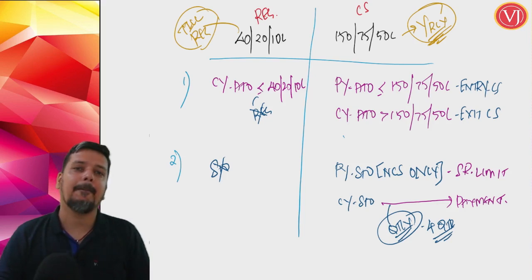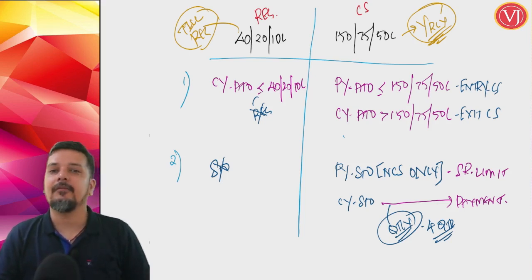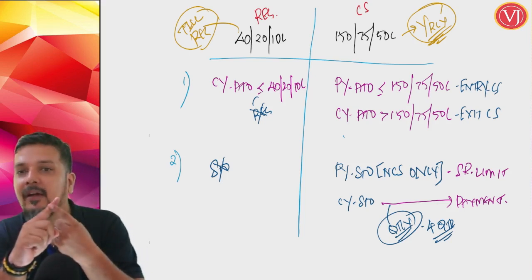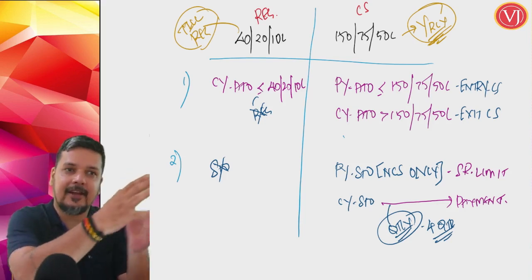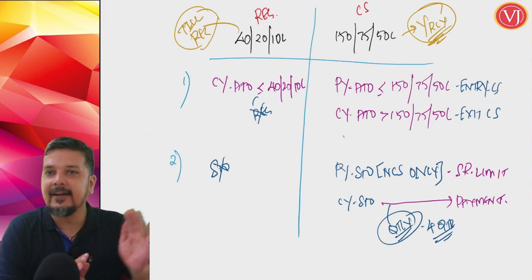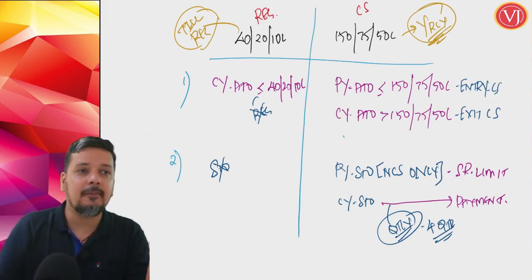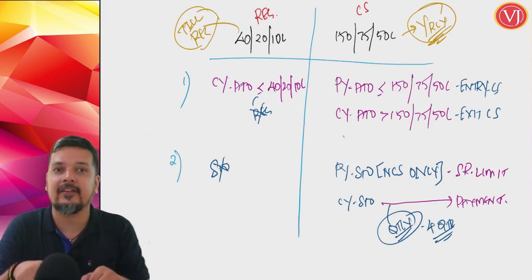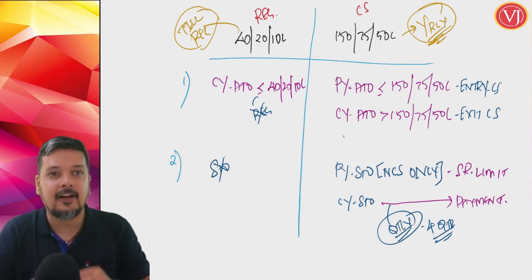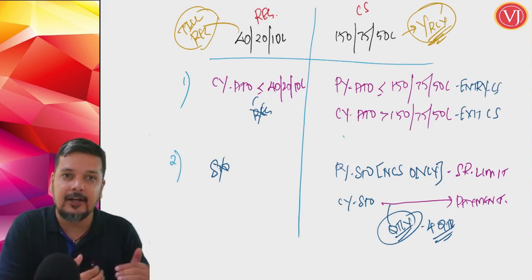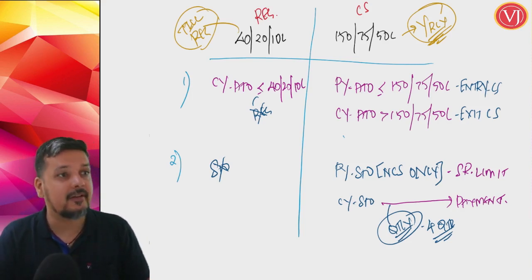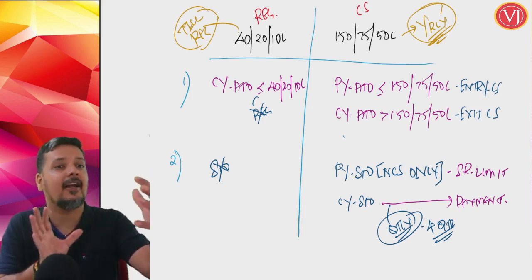Actually, if you see in composition scheme, you do use previous year aggregate turnover and current year aggregate turnover for checking the entry and the exit. Entry is based on previous year pan India turnover. Exit is based on current year pan India turnover. There you check 150 lakhs, 75 lakhs, 50 lakhs and decide whether you can enter and whether you have to exit. This is not one state, it is pan India aggregate turnover.